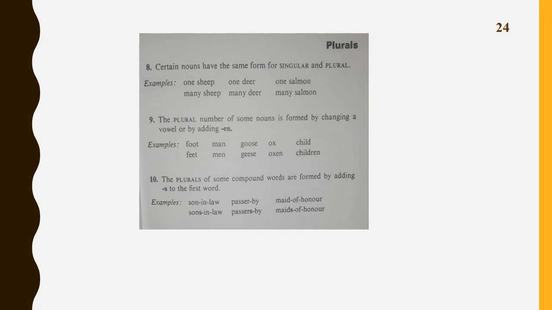Rule number 8 in your book, page number 15, says certain nouns have the same form for singular and plural. Examples are one sheep, one deer, one salmon, many sheep, many deer, many salmon. They have no s to be added.